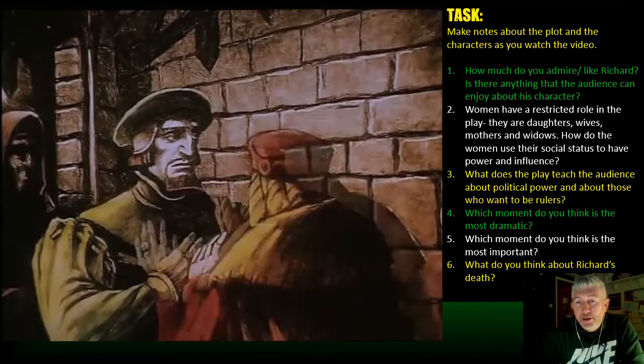I wonder who could have told the king that story about the wizard. It was Richard, by the way. Richard planted this idea in the king's head just to give the king a reason to get rid of his brother.